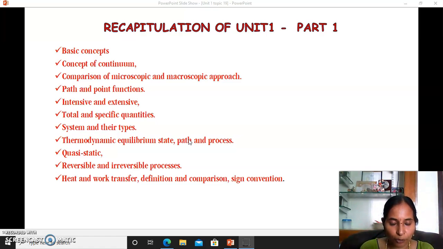A reversible process is one which can be stopped at any stage and reversed so that the system and the surroundings are exactly restored to their initial states. Infinite slowness is a characteristic feature of a quasi-static system or process. A reversible process is a quasi-static process, but a quasi-static process need not be a reversible process.